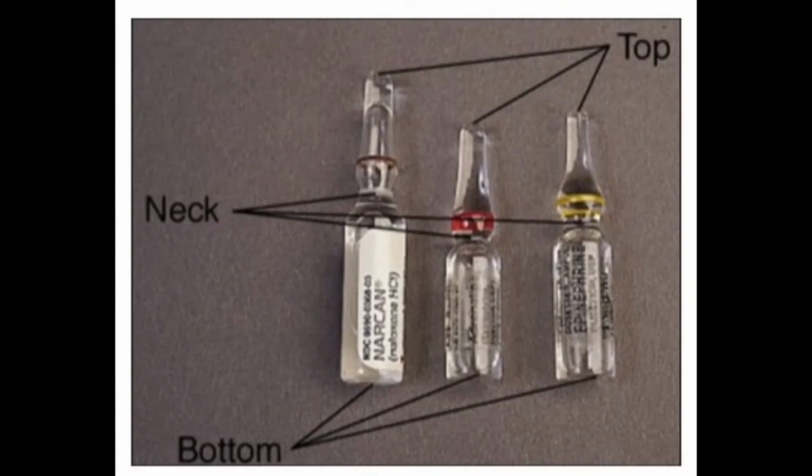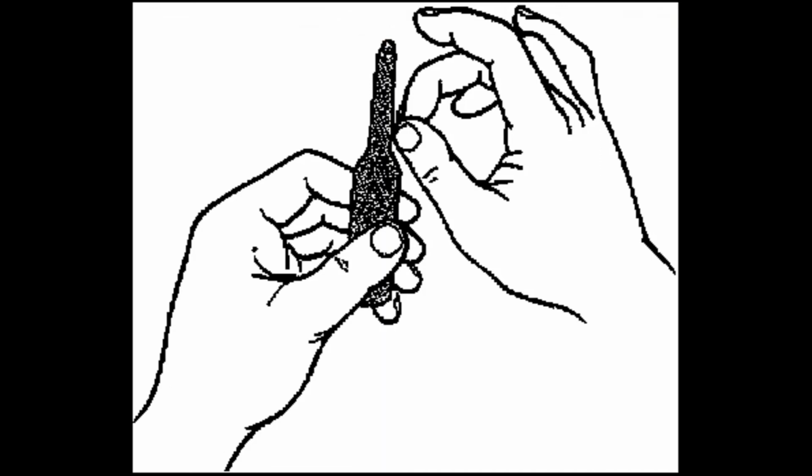Ampules have a top, a neck, and a bottom. Ampules are made of glass and should always be cleaned before breaking to avoid contamination of the content.